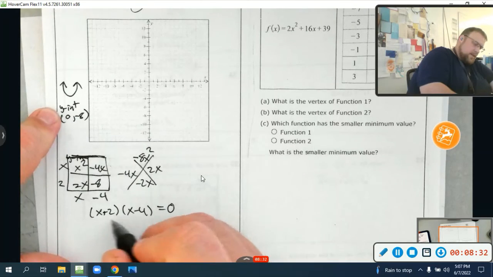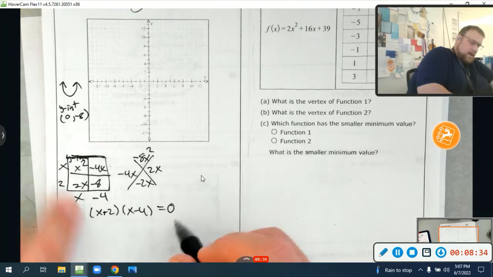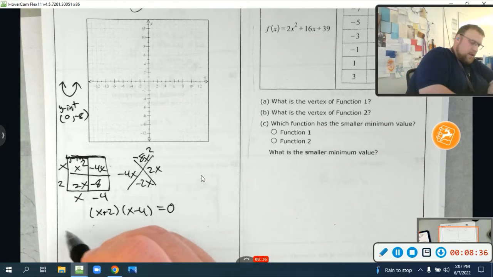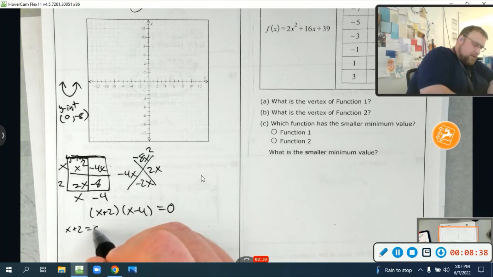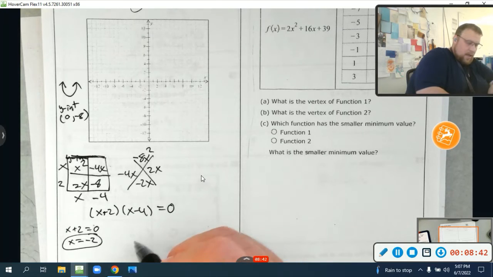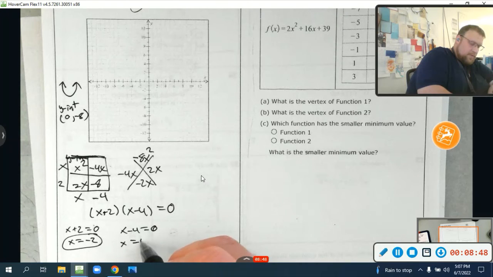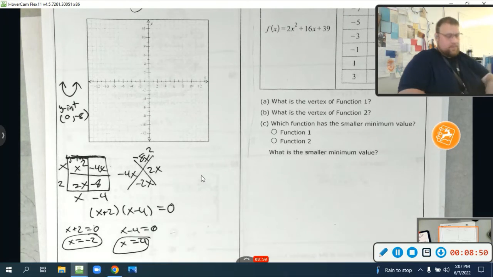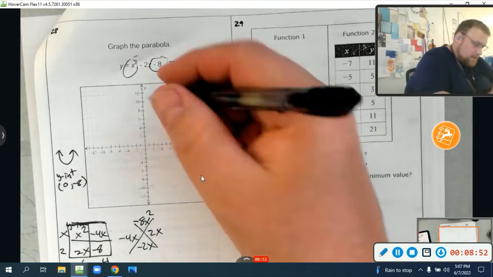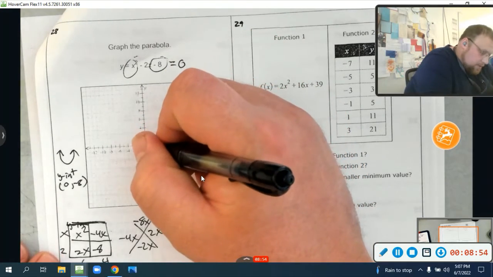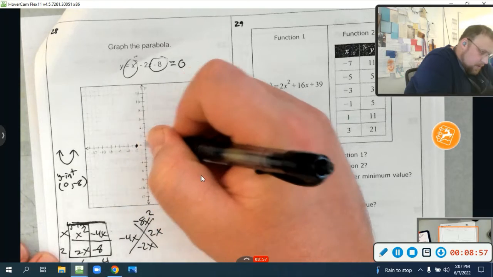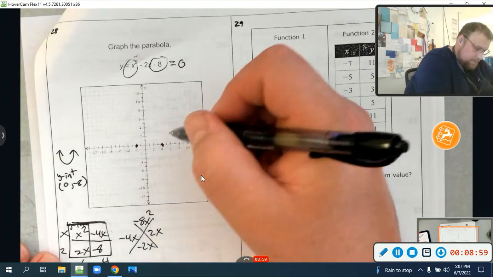which tells us that one of these has to be 0. So we're going to solve it for both. x plus 2 equals 0 means that x equals negative 2. x minus 4 equals 0 tells me, when I add 4 over, x equals 4. Okay, so let's write down our x-intercepts. We've got negative 2, and we've got positive 4.